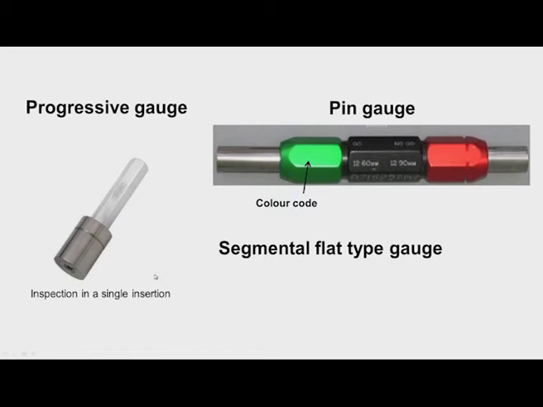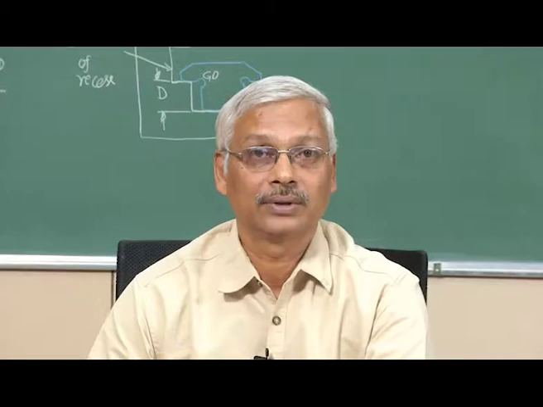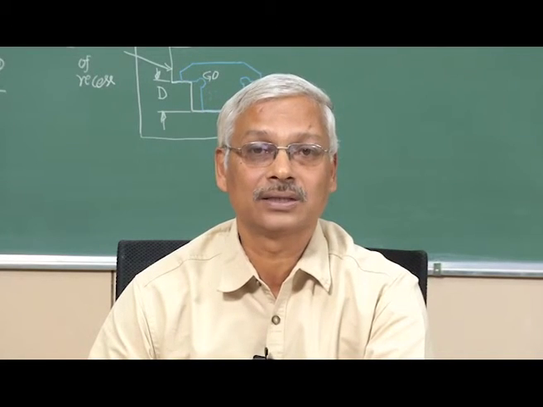Now in the case of go no go end, that is the double ended type, what happens is we have to take the workpiece in which there is a hole to be checked. We have to take the double ended plug gauge, insert the go side, remove that gauge, and then insert the no go. So like this, the time taken to gauge the workpiece or the hole will be more.